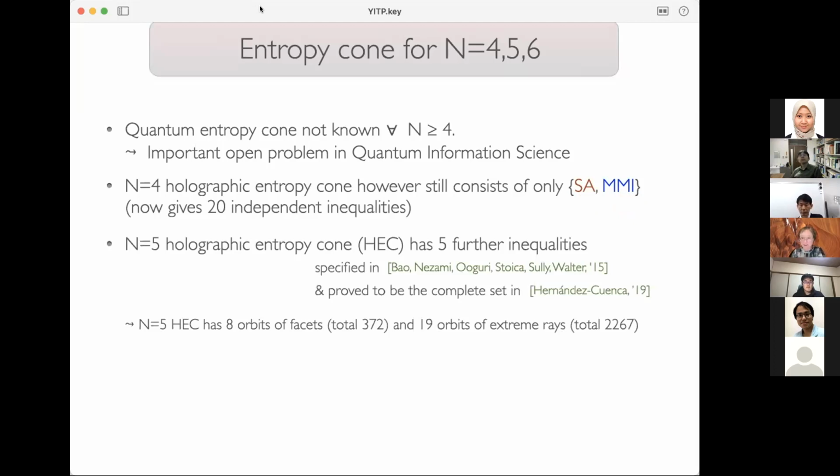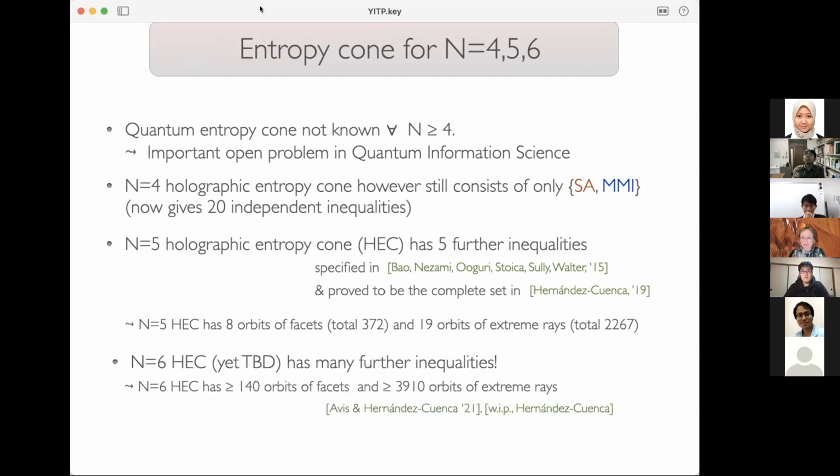For 5 parties, we now get new things. We get 5 further types of inequalities. And so they're the previous ones that we had and these 5 new ones. So that combines into 8 distinct orbits, meaning types that generate new ones under these permutations of the subsystems and purification. So in total, there are 372 facets and there are some 2000 something extreme rays. So that's just for 4, the cone for 5 parties.